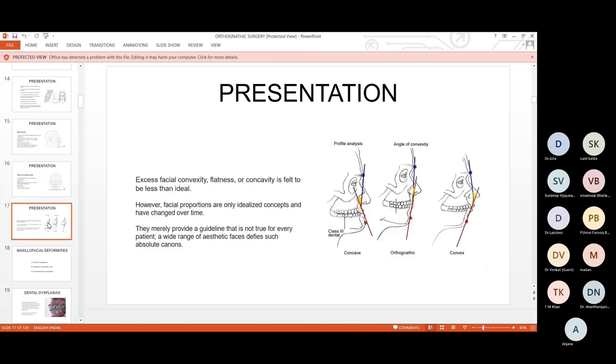So as I was mentioning, there is a gentle curve with an angle of convexity, starting from the glabella up to the root of the nose and then up to the menton. It should be like this. If it is too convex, it will look like this, with a retrogenia. If it is too much, it is a maxillary hypoplasia as well as a class 3 type of dental occlusion, which will happen here.